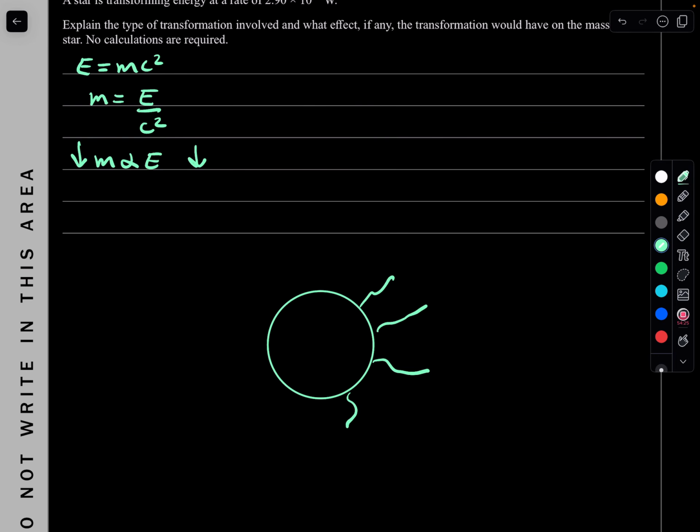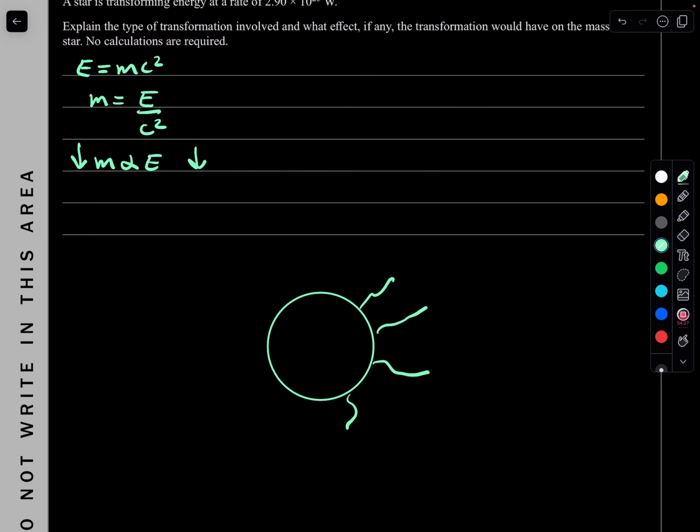So, did we answer it? It told us to explain the type of transformation. The type of transformation is nuclear fusion of a star, which is a mass-energy transformation, or an energy-mass transformation, vice versa. And the effect the transformation would have on the mass of the star: energy is being released, so energy is decreasing, and the mass of the sun or the star must also decrease. That's basically it.